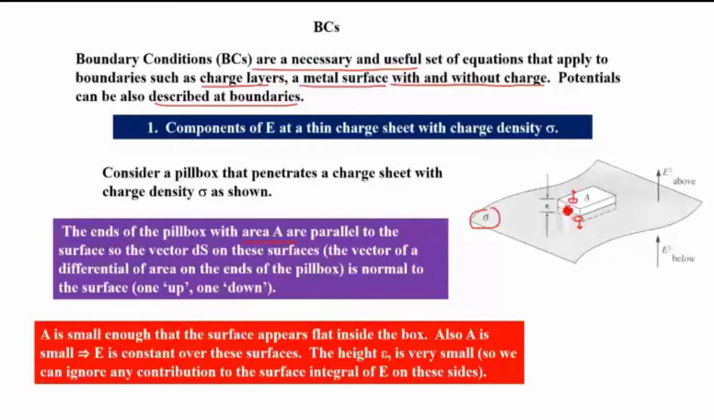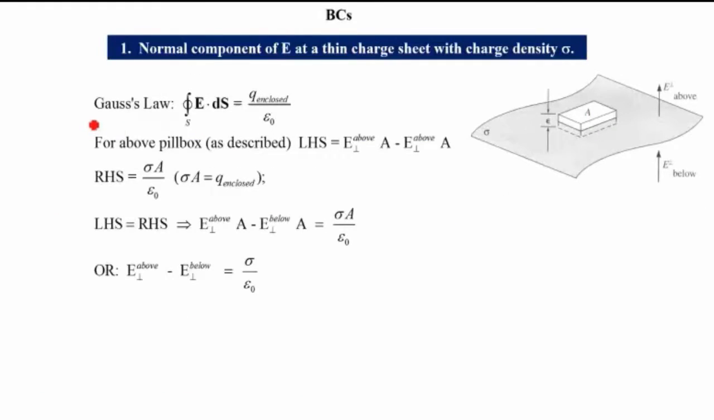We don't have to worry about the E field penetrating this side here because we make this small enough that compared to this surface, that contribution can be ignored. So let's apply Gauss's law to the system that we've described, and we're only going to consider the normal component, if ds is normal to the surface.